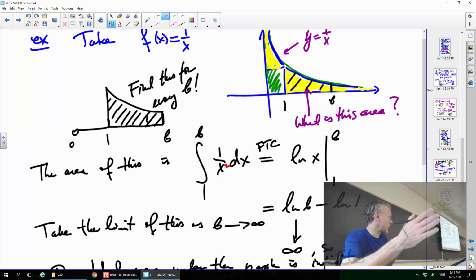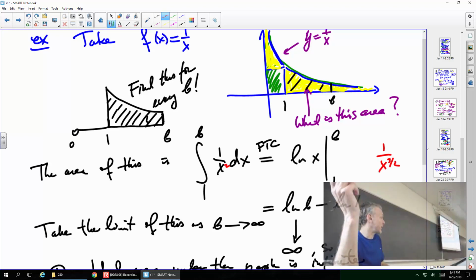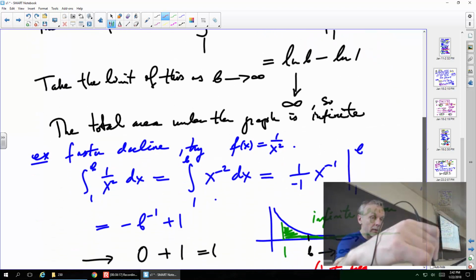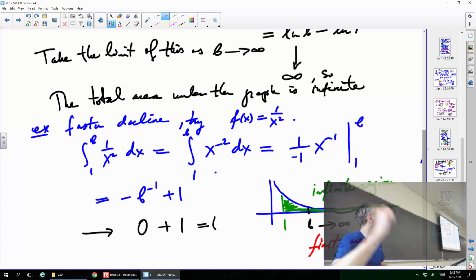Do you want to guess what happens in between 1 over x and 1 over x squared? What if it's 1 over x to the 3/2? Finite or infinite? Yes, it is finite. Can you explain quickly why? It's once again a power function, and the power will be negative 3/2. Negative 3/2 goes up by 1, it will be negative 1/2, and the limit will be 0 again. So anything larger than 1 in the denominator will give you a finite area. But you can guess that if it is less than that, say 1 over square root of x, it will be infinite.